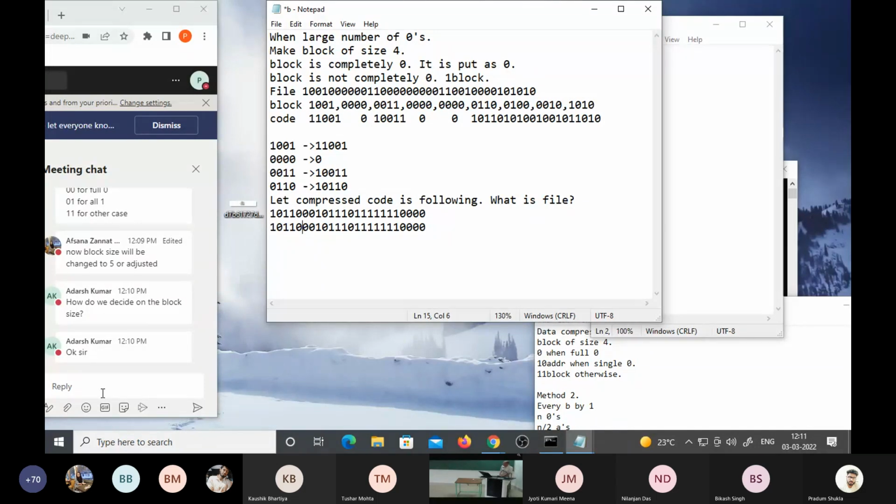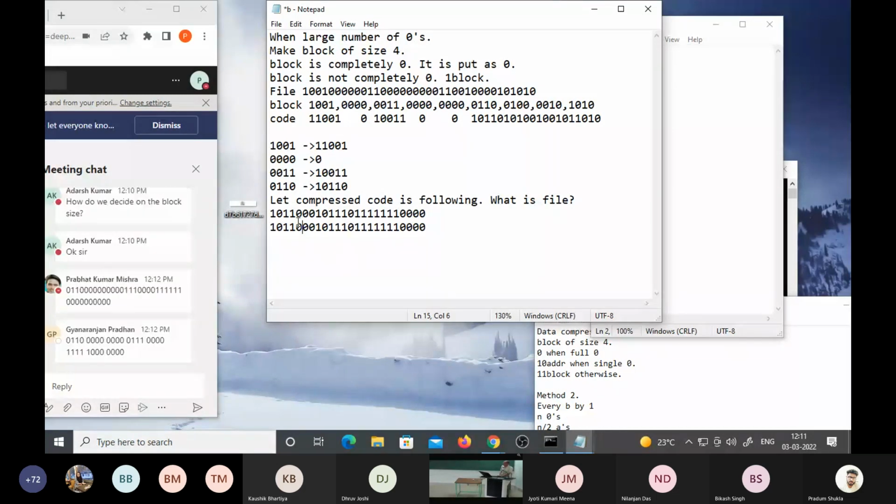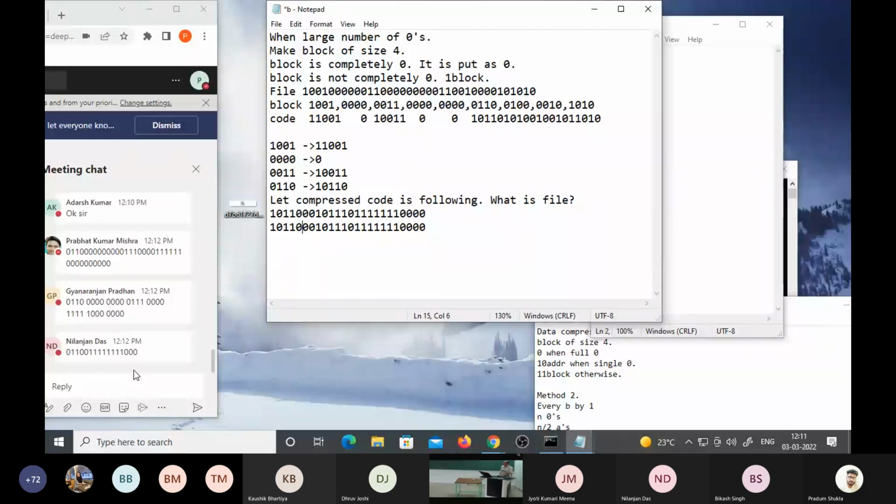As Harshvardhan has told, data loss will take place. It is not correct. Nilanjan is wrong.